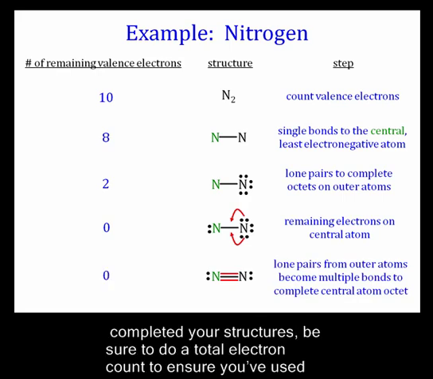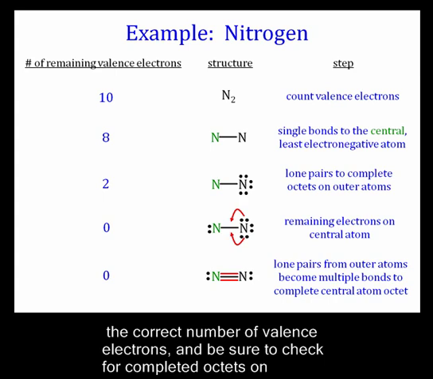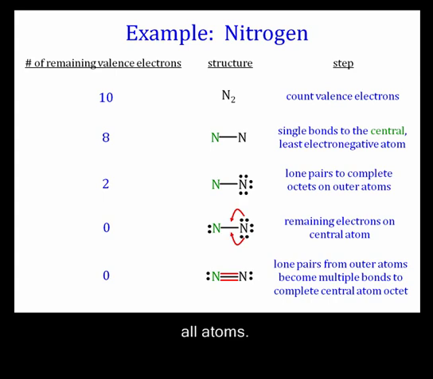or removing electrons. When you have completed your structures, be sure to do a total electron count to ensure that you've used up the correct number of valence electrons, and also be sure to check for completed octets on all atoms.